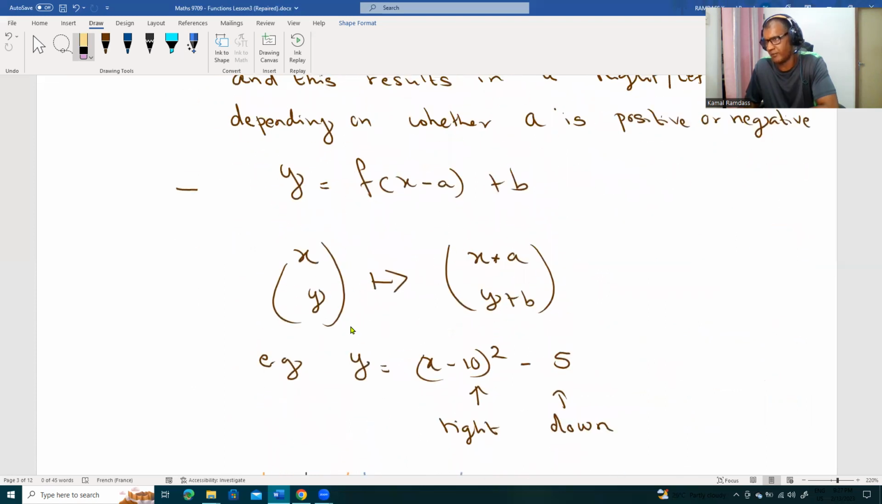Et nous aussi capables de combine these two translations. Y is equal to f of x minus a plus b. Et c'est two independent translations. Ça veut dire, moi capable de faire lead in any order. In any order, the final result will be the same. OK? Ça veut dire, (x, y) of the function y is equal to f of x is mapped onto (x plus a, y plus b).